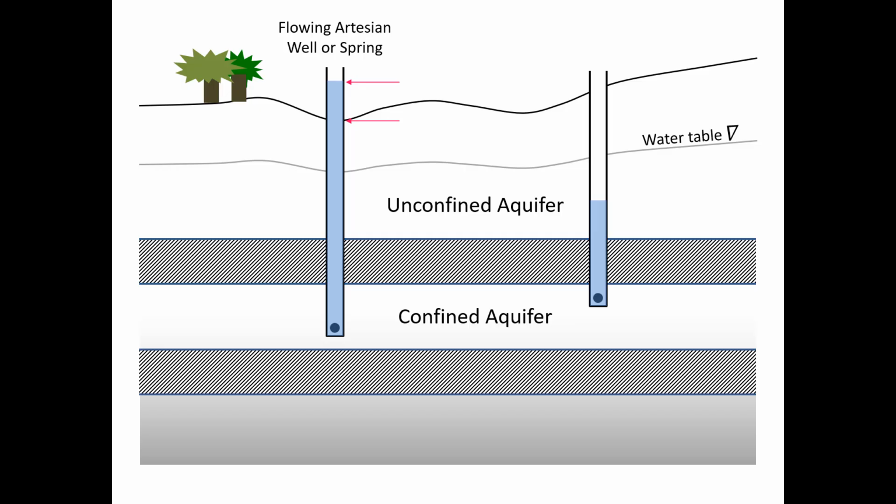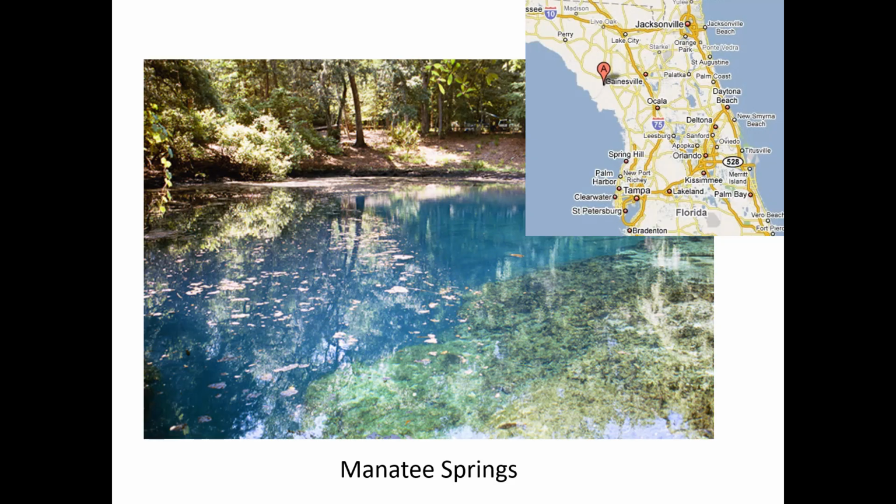If an opening is created naturally connecting the confined aquifer to the surface, and the head in the confined aquifer is above the elevation of the surface, then a natural spring results. Manatee Springs west of Gainesville is an example of a natural spring formed from a connection between the confined Floridan aquifer and the surface. The head of the Floridan aquifer is higher than land elevation, so water continuously flows out of the spring and fills a small lake.